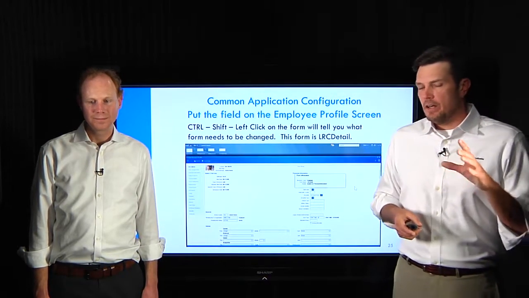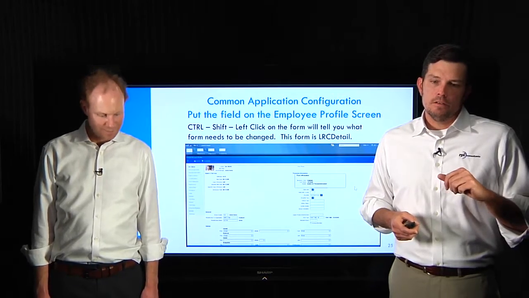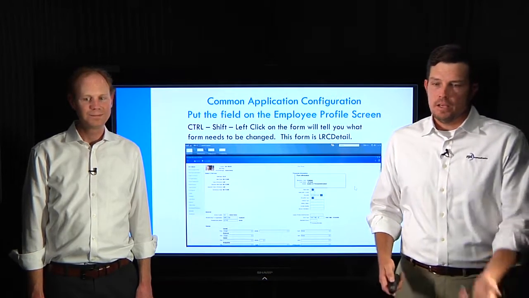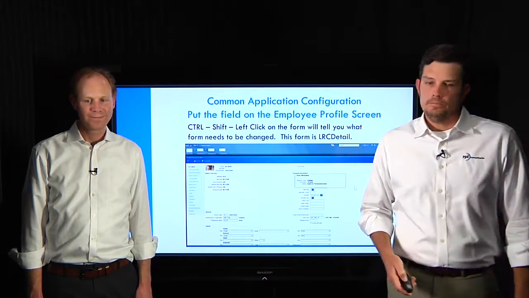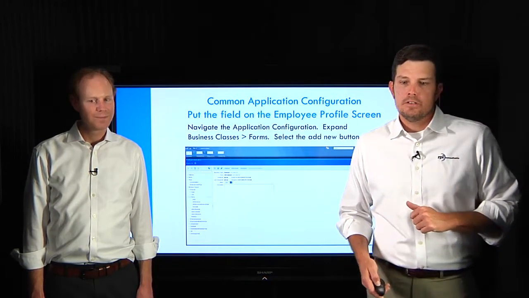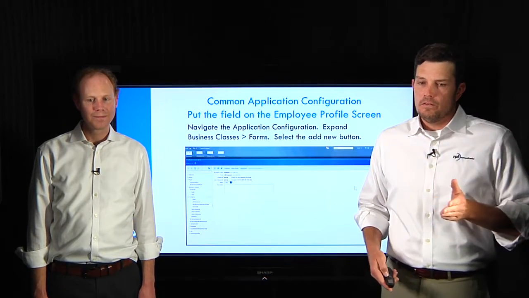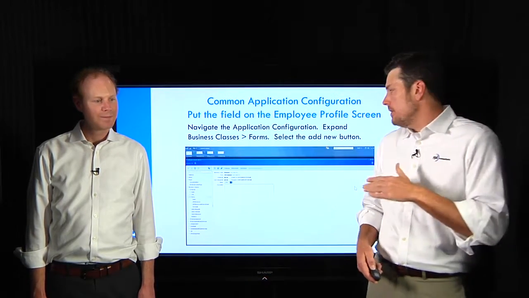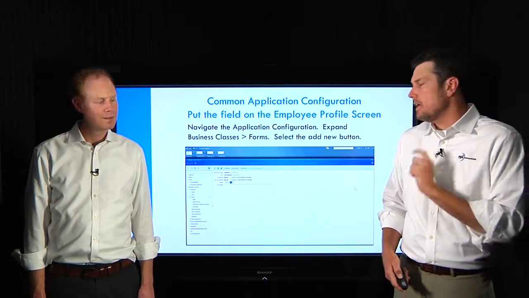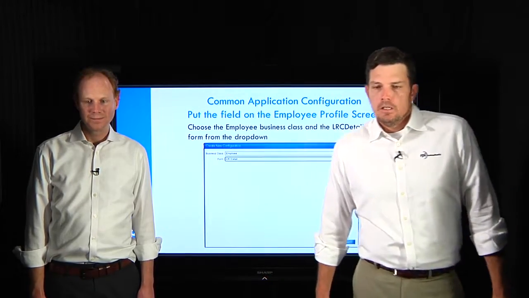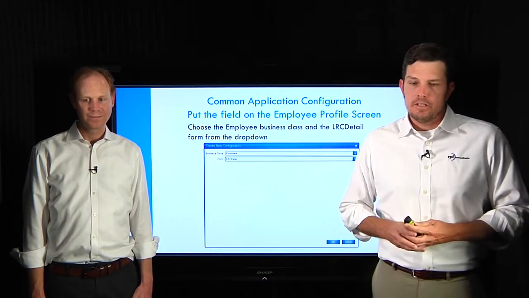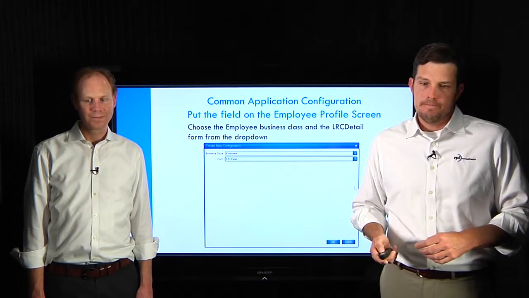In order to figure out again what the form is called, we have to Control-Shift left click on it, and in this case, it's called LRC Detail. So we're going to go back to the configuration console. We're going to navigate to Application Configuration, expand Business Class, and then go in there and expand the business class. And this time, instead of adding a field, we want to add a form. So we're going to select the form and add new button. And so the form we want to add is in the employee business class. So in the drop down, we're going to select employee for the business class.